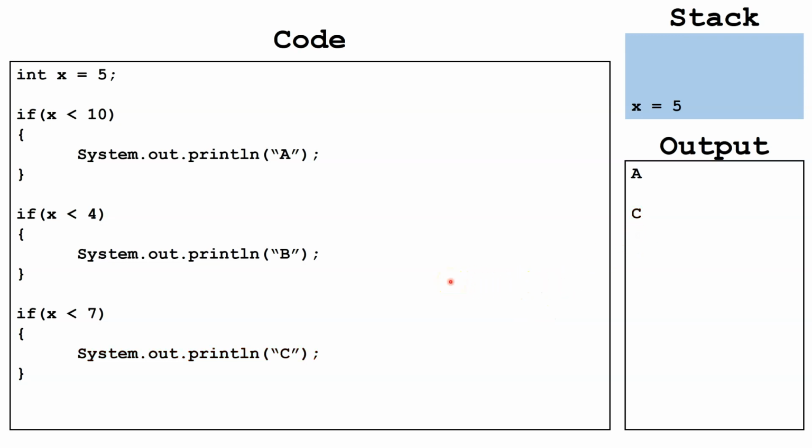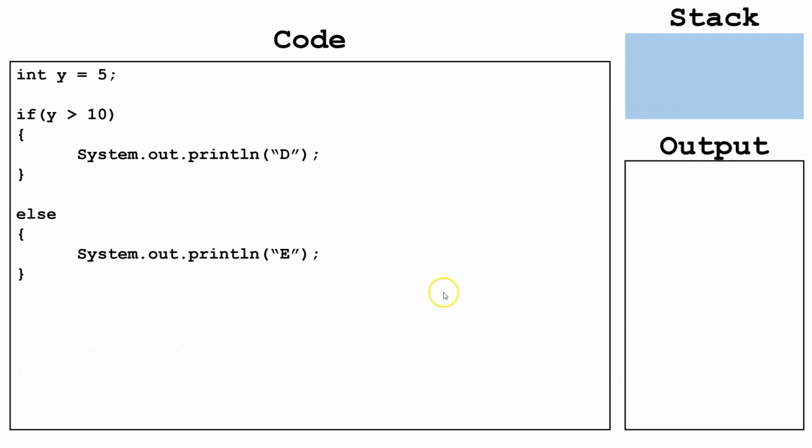Now let's move on and look at else statements. Here we've got a block of code that has an if and an else. This else latches on to this if in such a way that if this Boolean expression is true, the if's block of code will execute, or if this Boolean expression is false, the else's block of code will execute.